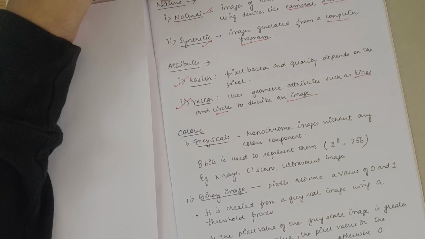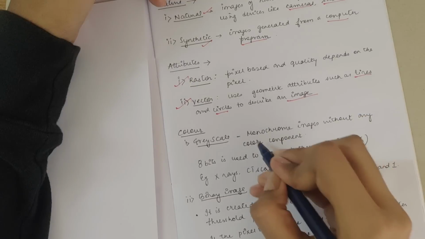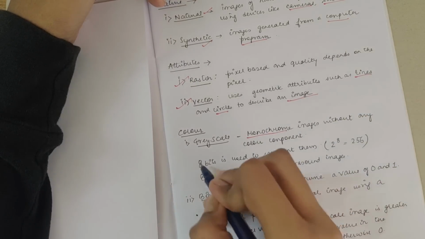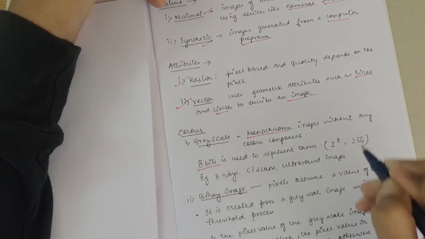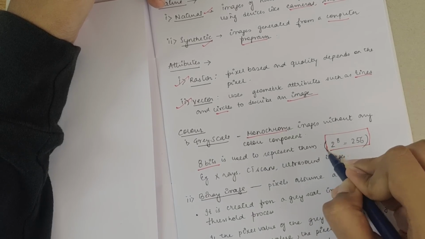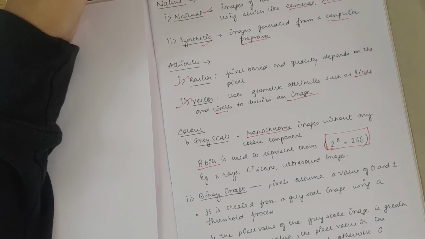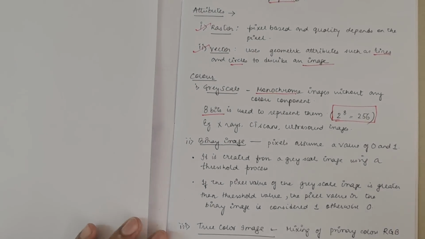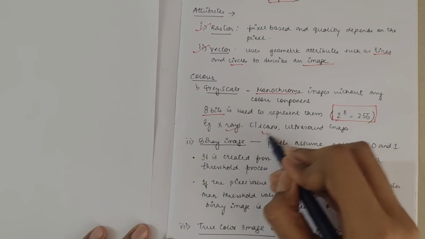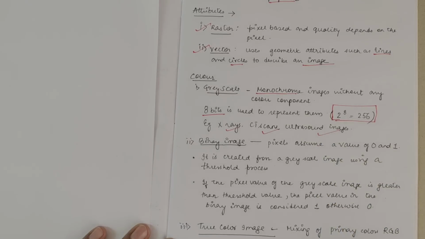Followed by that, we have color. In color, first is grayscale. Grayscale images are basically all the monochrome images that don't have any color component. Now, how will you represent a grayscale image? A grayscale image is represented as 8 bits, that is 2 to the power of 8, which is 256. What are the examples of grayscale images? Grayscale images consist of X-rays, CT scans, and ultrasound images.